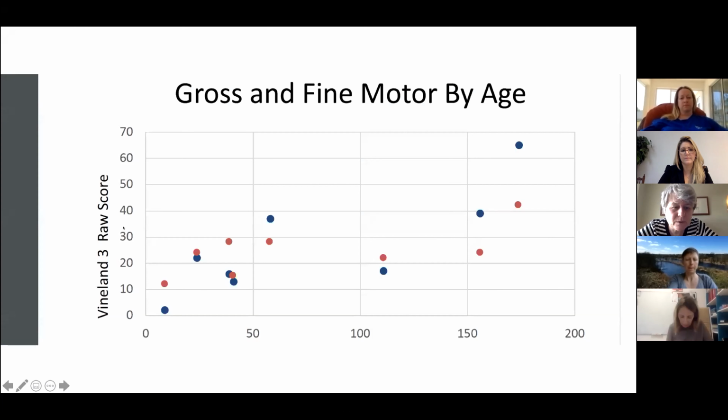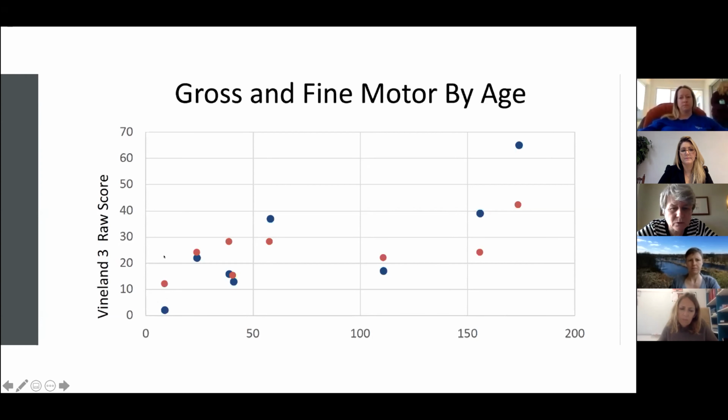Interestingly, we were able to collect Vineland data. Vineland is an adaptive behavior scale where you ask the parents questions about the child, and it can be done remotely. And this is gross and fine motor skills. The blue is gross and the orange is fine. And what you see is that as the kids get older, so the bottom here is age, they're up to about 190 months. And the score, a better score is better.